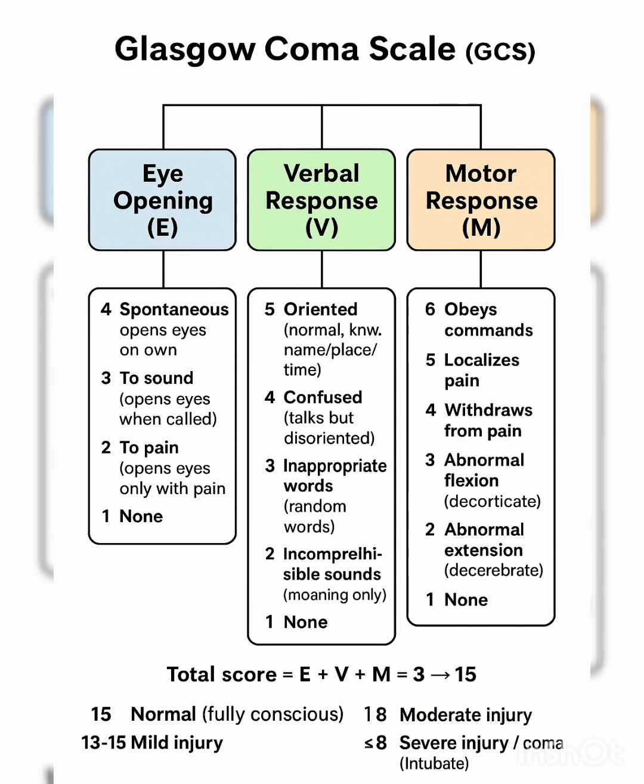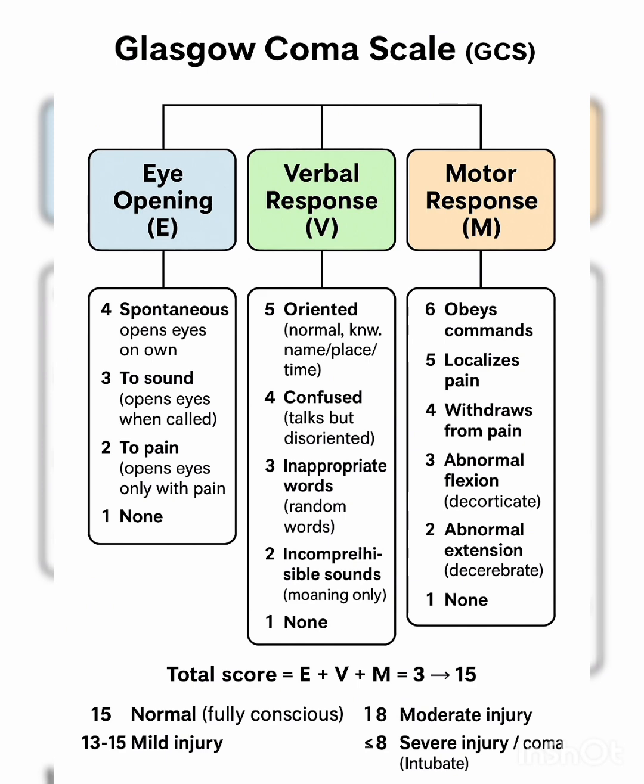And another one is localized pain. It's marked as M5. Here patient moves hand towards the painful stimulus to stop it. Example: nail bed is pressed and patient pushes examiner's hand away, then it's marked as M5 or localized pain.